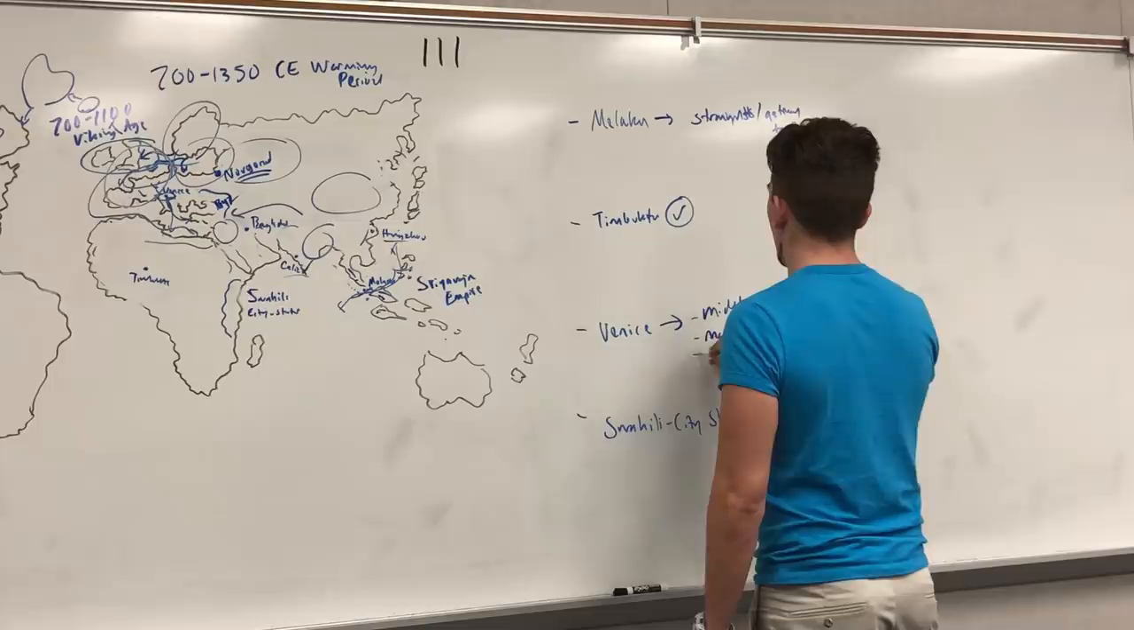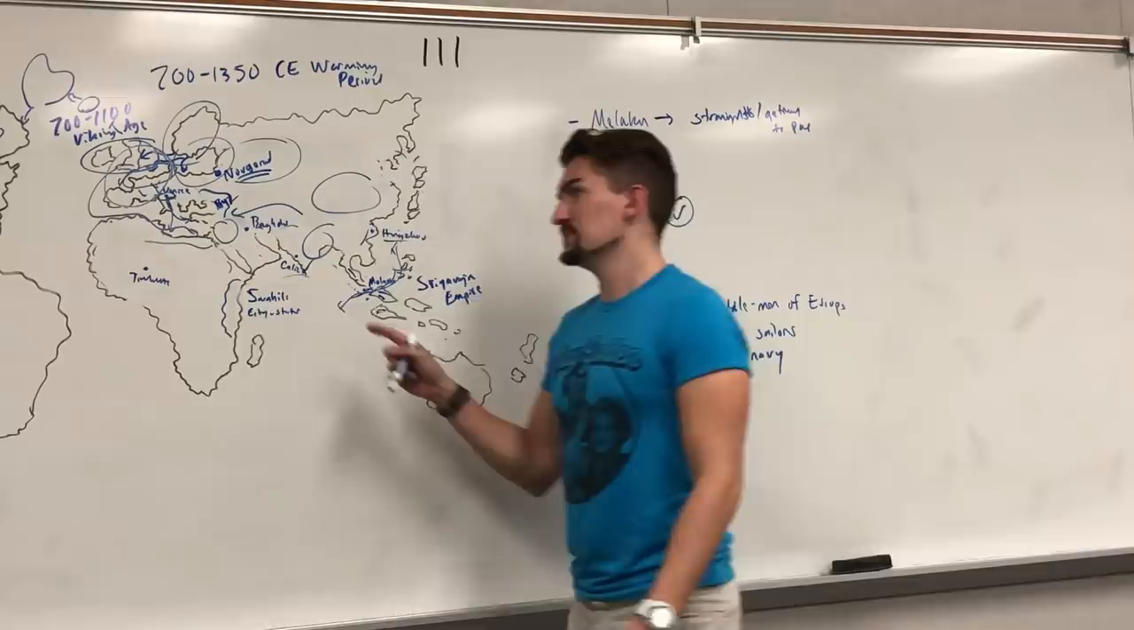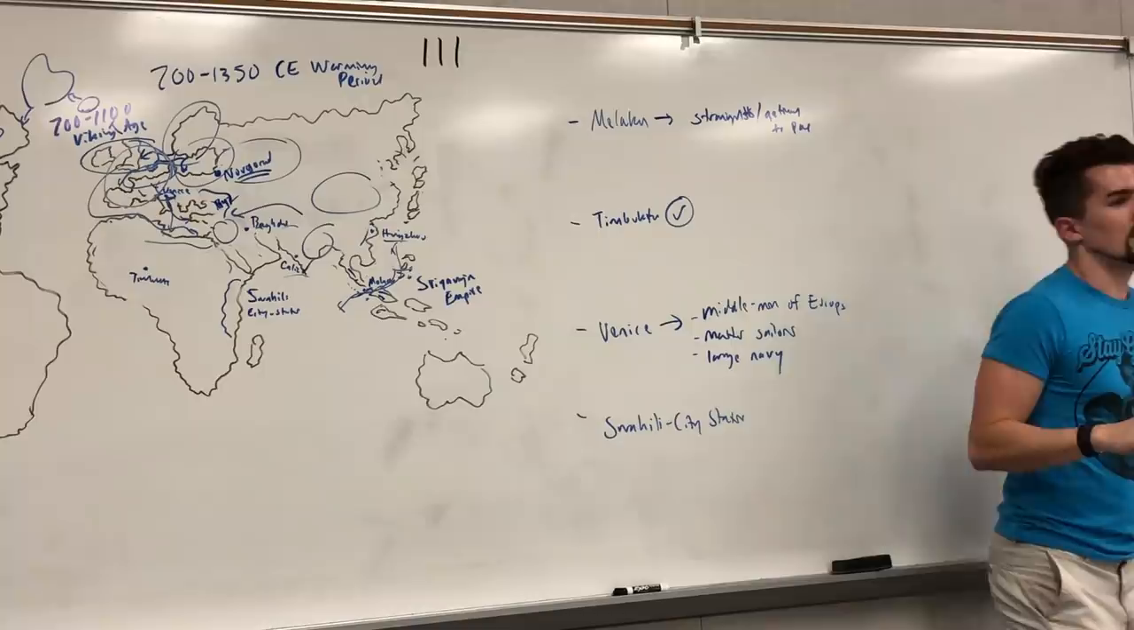Because, by the way, when we go to the Age of Exploration, and Portugal and Spain are funding explorers, what kind of sailors do they hire? Yeah, Italian sailors, right? A lot of them in Venice, too. Okay.